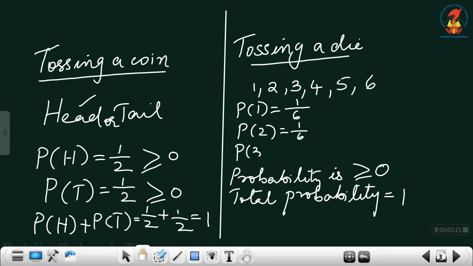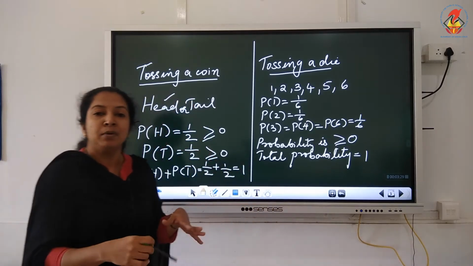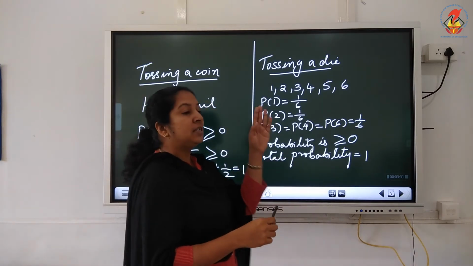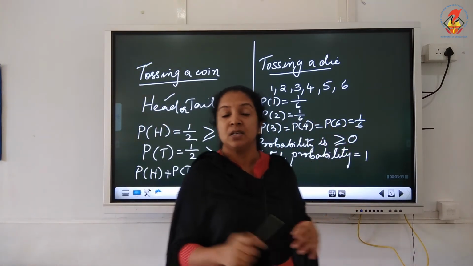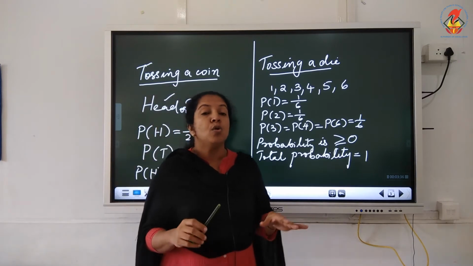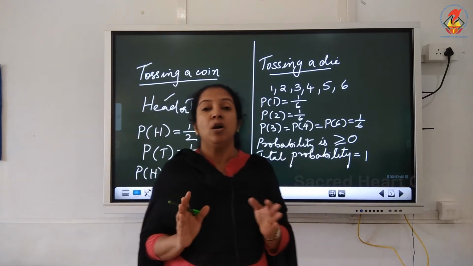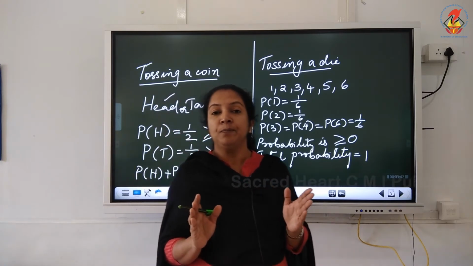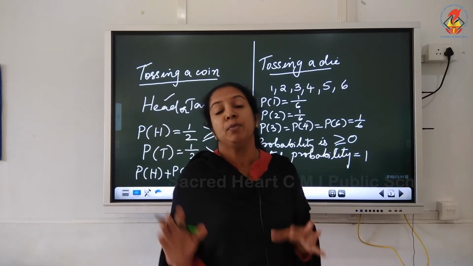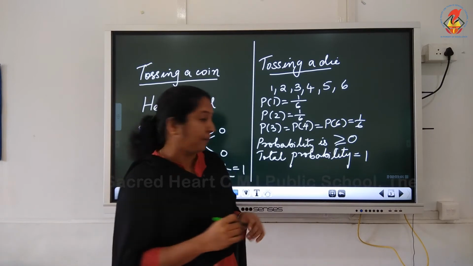And similarly, probability of 3 is equal to, probability of 4 is equal to, probability of 6 is equal to 1 by 6. So, what about the total probability? 1 by 6 plus 1 by 6 plus, 6 times. So, it is 6 by 6 is 1. So, what I suggest, the probability of an event is always greater than or equal to 0 and the total probability is always equal to 1.